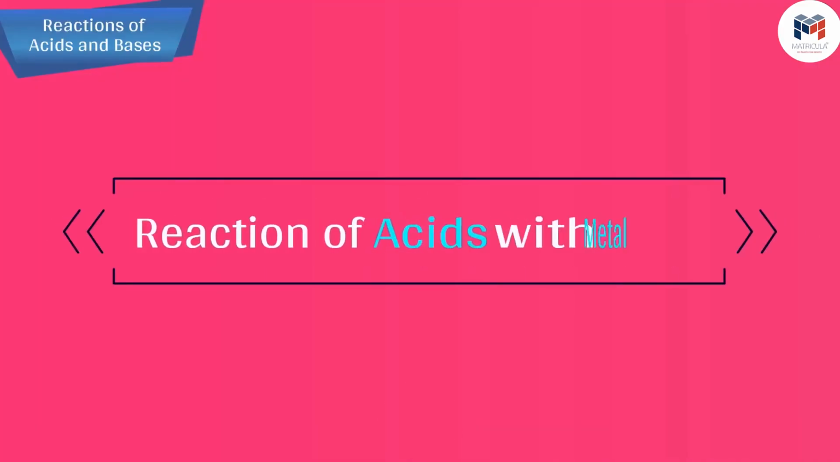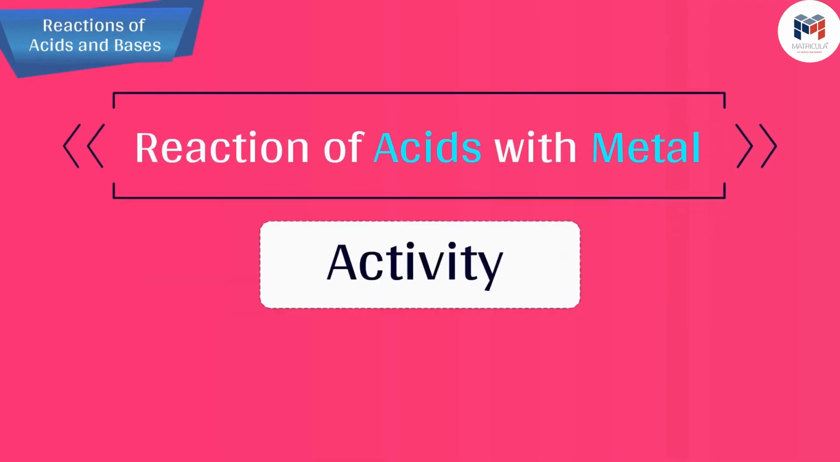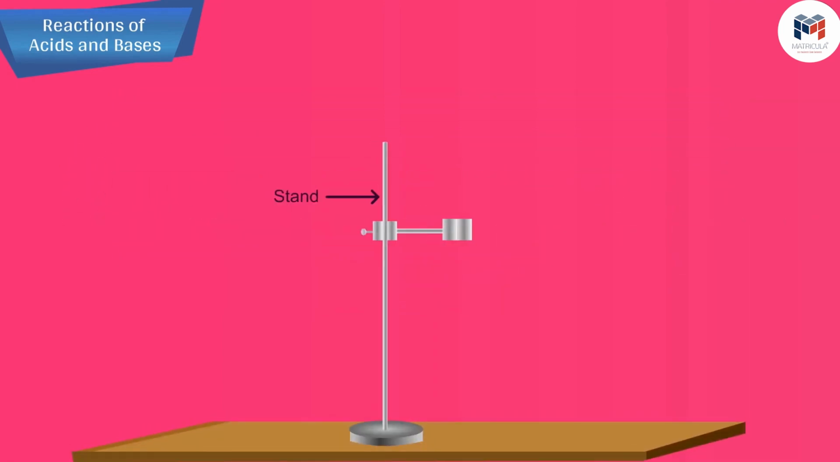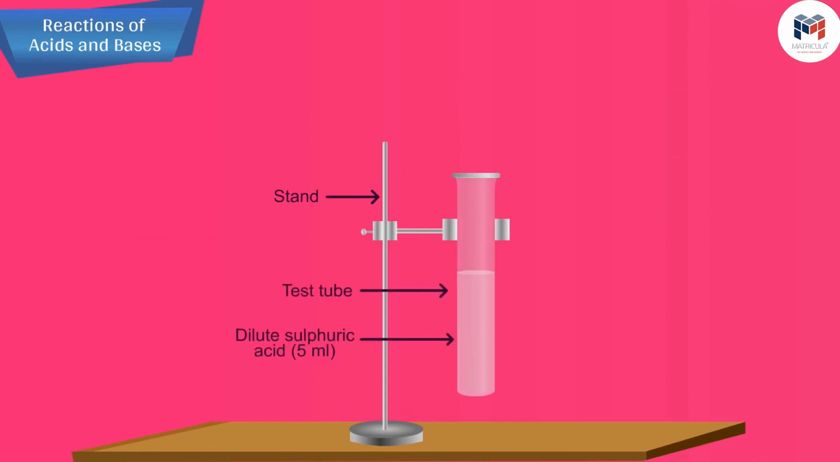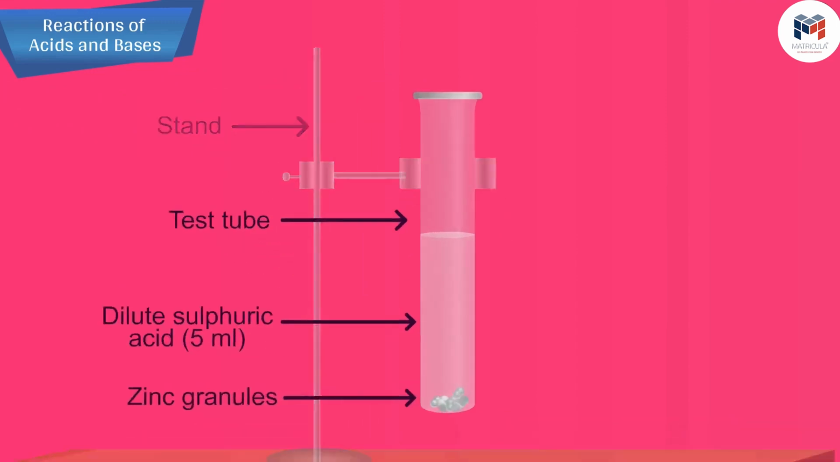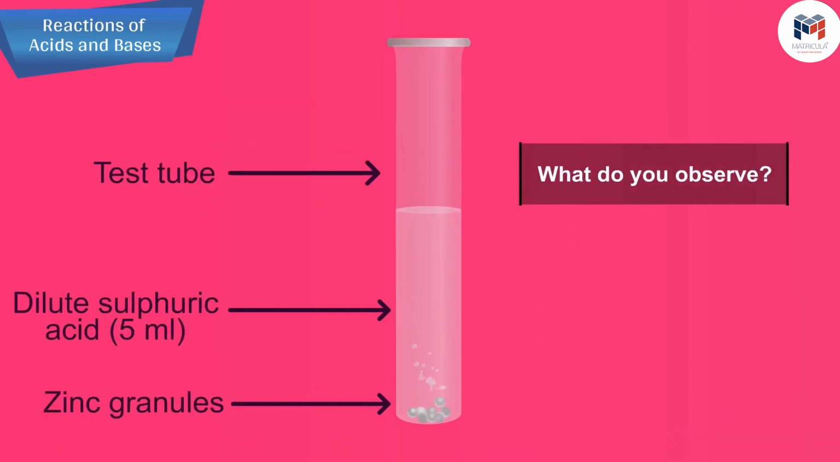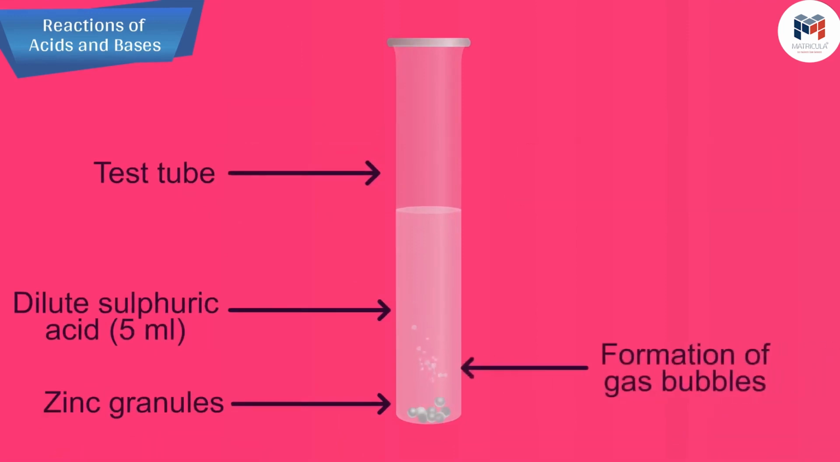Let us now begin with the first reaction, that is, reaction of acids with metal. Let's see how a metal reacts with acids with the help of an activity. Set the apparatus as shown in the figure. Take about 5 ml of dilute sulfuric acid in a test tube and add a few pieces of zinc granules to it. What do you observe on the surface of zinc granules? You will observe the formation of gas bubbles on the surface of zinc granules.